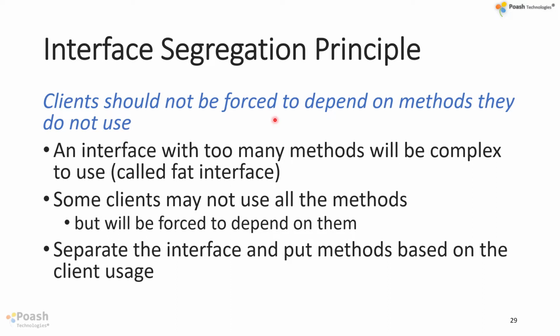A fat interface provides too many methods, and some clients may not use all the methods, but they will still be forced to depend on them. So in this case, we can segregate the interfaces, and each interface will be used by just one kind of client.